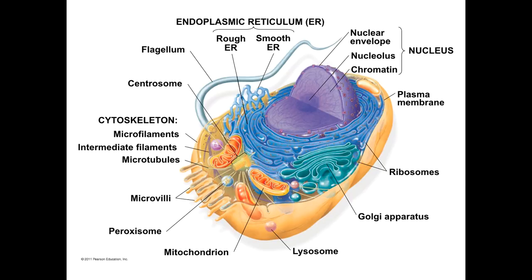That's pretty much all of the membrane-bound organelles inside of the cell, but there are some special features that I want to talk about as well. First off, microvilli. Microvilli are these thread-like projections coming out of the cell.